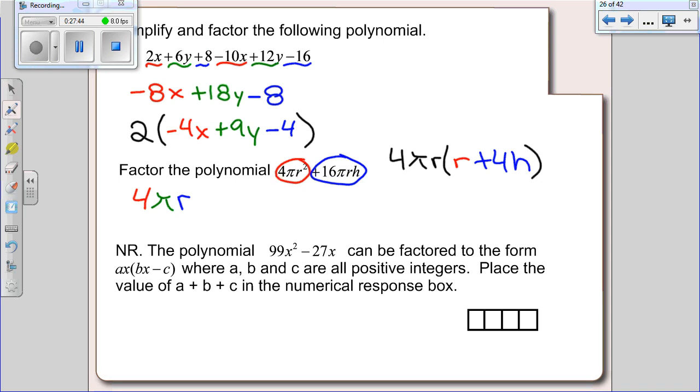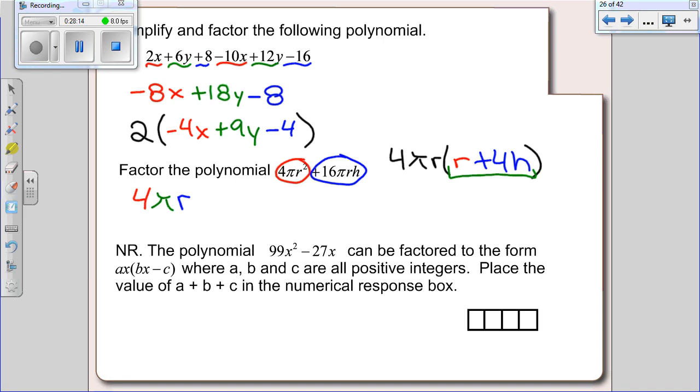If you did it properly, you also should have something inside the brackets that have nothing in common. So notice how if I look inside the brackets, they don't both have R's and they don't both have H's. It's because I've done it properly. If one of them had an R and the other one had an R, that means I didn't take out my greatest common factor properly. It means I missed something, or I did something wrong.